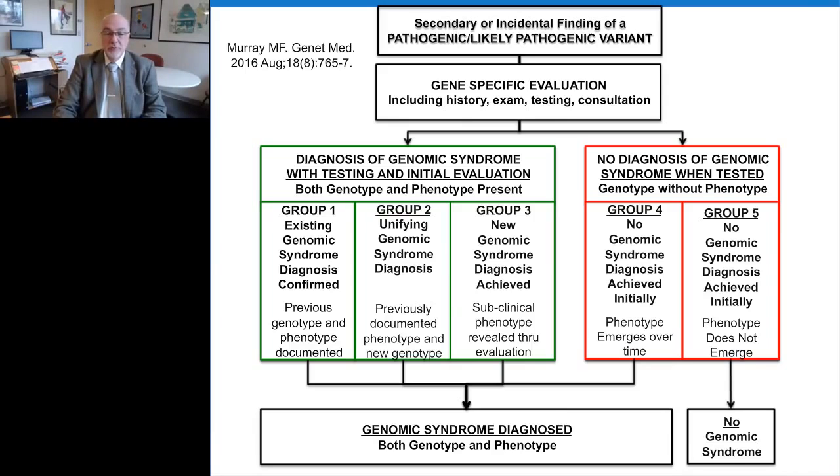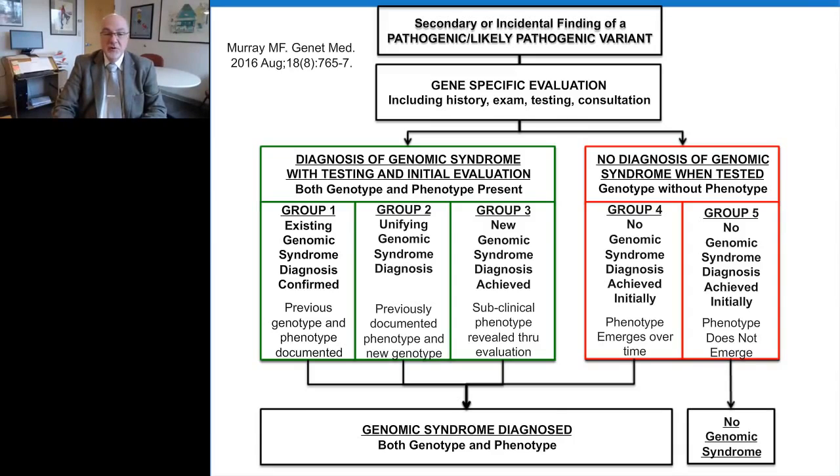Now, there are 2 groups that at the time of the initial return of results do not have any evidence of disease, even when we do the appropriate surveillance. Group 4 would be one where over time, as we do the surveillance, which again in BRCA might be mammograms and breast MRI, would develop an early cancer over time. And as a consequence, that would essentially move them then into a group 3.